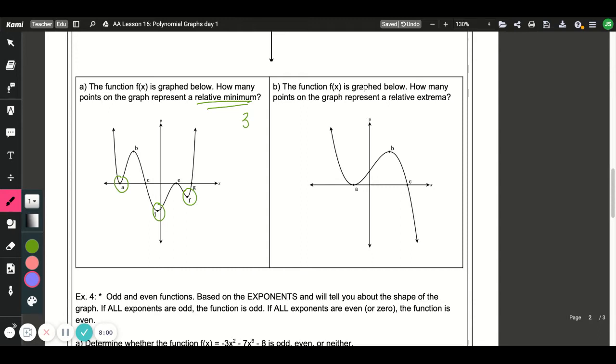Want to try B? Pause the video and try B. How many extrema are there? Relative extrema means it could be a minimum or a maximum, like both together. So it has 1 relative minimum and 1 relative maximum. So there are 2 total relative extrema.